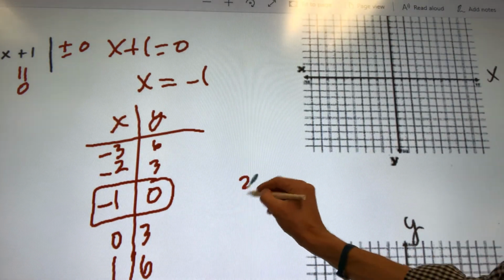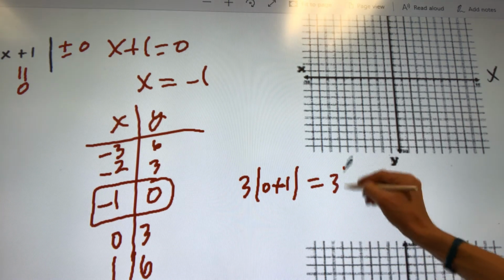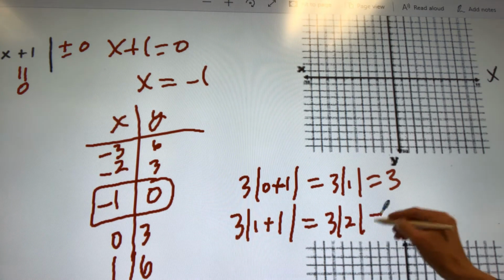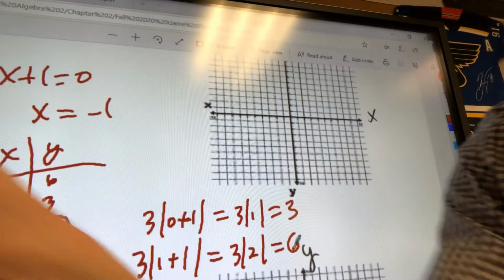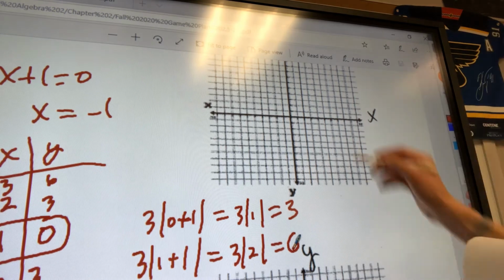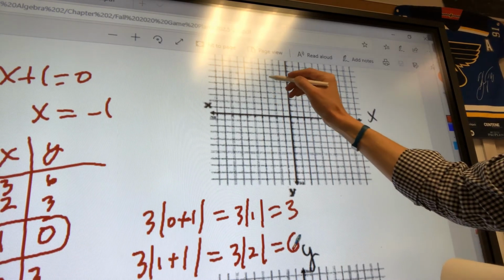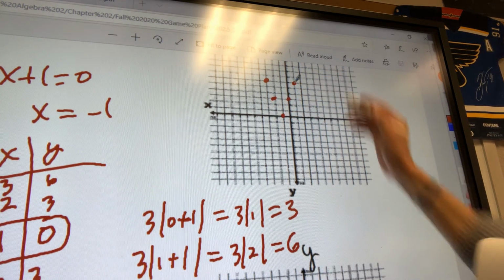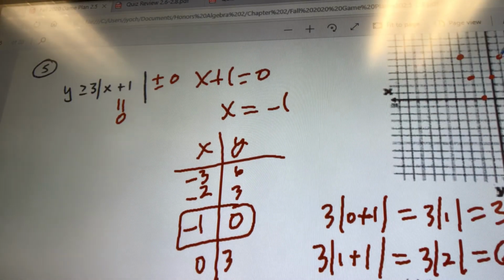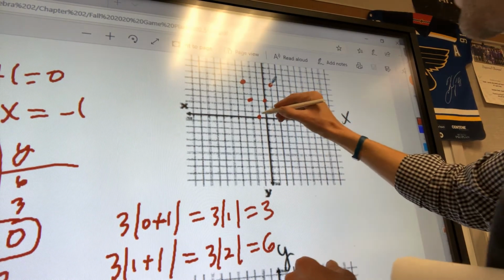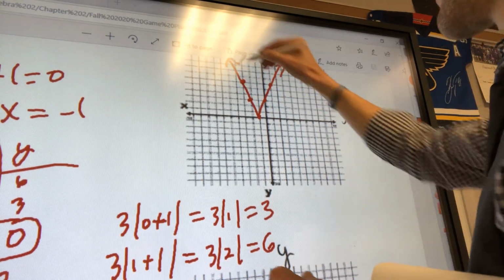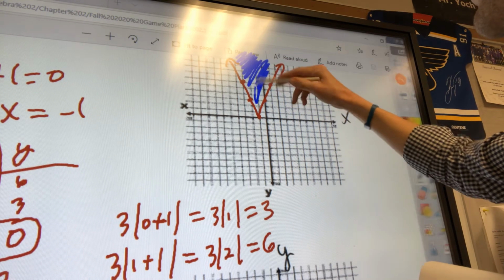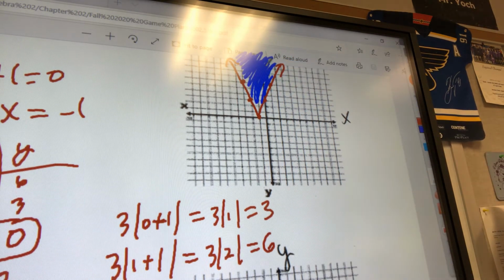If not, you plug 0 in for x, and look, you get 3. You plug 1 in for x, and you get 6. Time to plot. Negative 3, 6. Negative 2, 3. Negative 1, 0. Greater than or equal to, so you have solid lines. If I said just solid line before, it's wrong. Solid lines for these. Greater than or equal to means you're going to shade above them, or in between those two curves, above the lines.